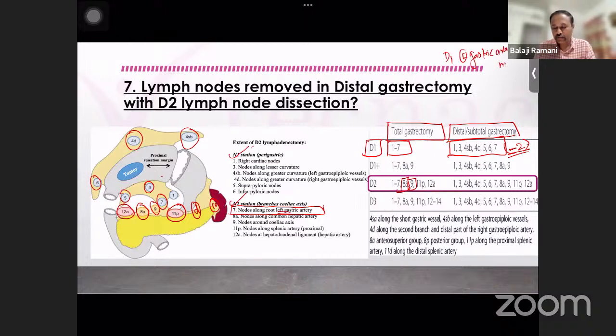So D1 dissection will be the left gastric artery nodes, and beyond that, whatever we have is going to be basically along the greater vessels, along the common hepatic artery, along the celiac artery. Then along the splenic hilum will not come. Level 10 will not come. So it will be 1 to 12 minus 2.